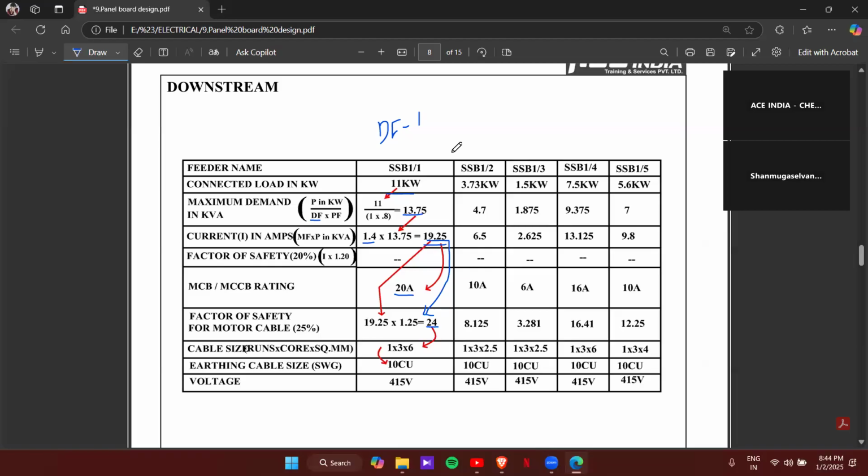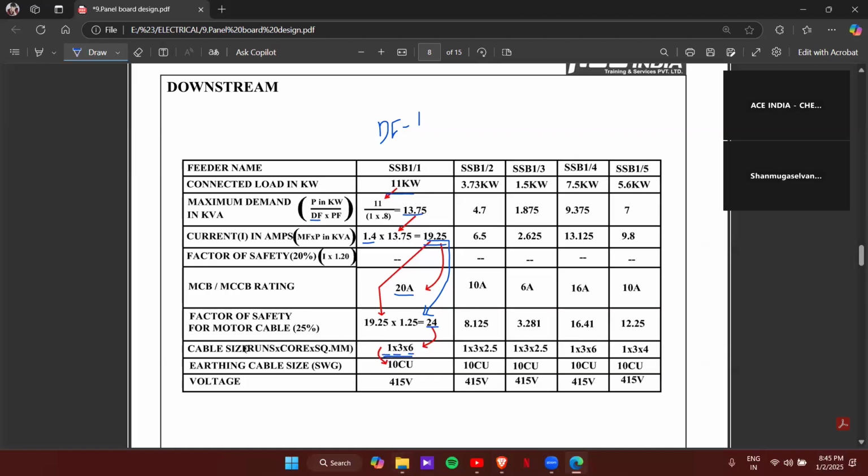Okay, so this is the cable size. One run, three core, and 6 mm square. You can notice one thing: in the last case, for three phase connection, we usually say four core cable. That's for the panels. For balanced three phase equipments, we have to go for three core cable. So one run, three core, and 6 mm square will be the cable size.